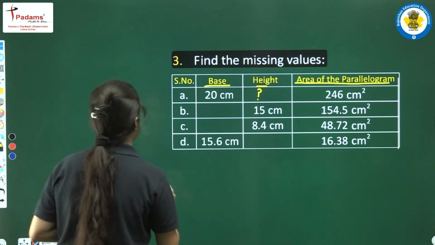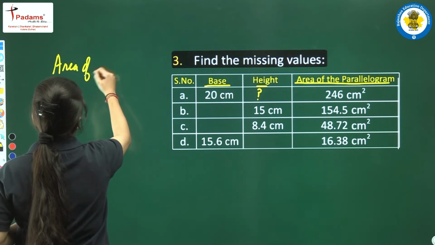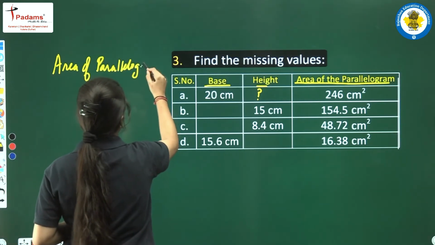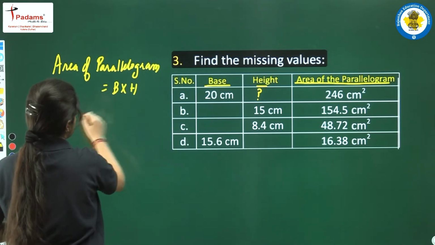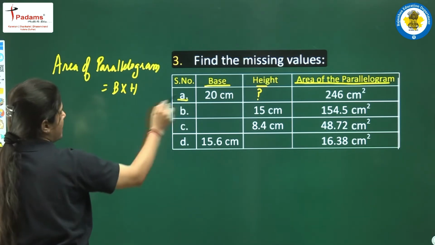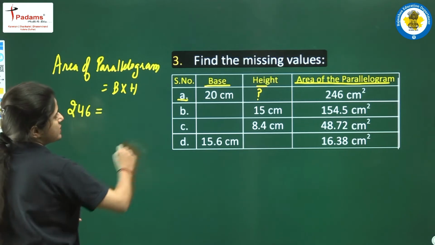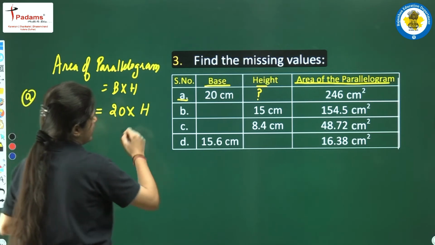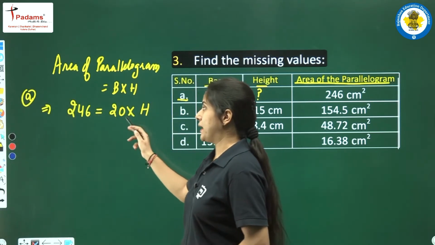So firstly, students, in the first part, area of parallelogram is equal to base into height, right students? So in the first part, that is part A, we know the area, that is 246, which is equal to the base, known as 20, height is not known, so it will be into h, right? 246 is equal to 20 into h.